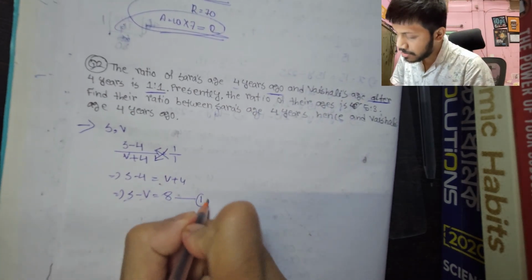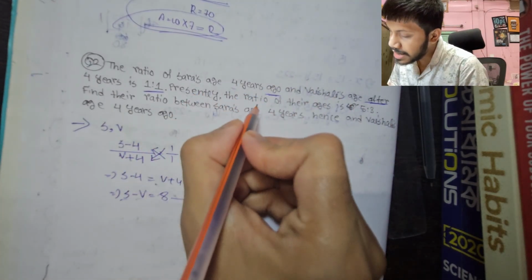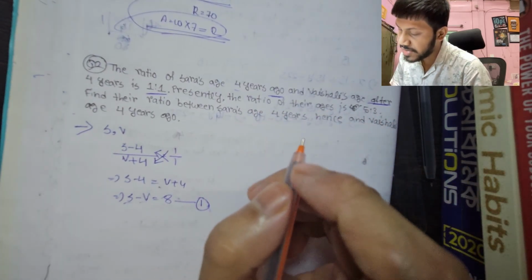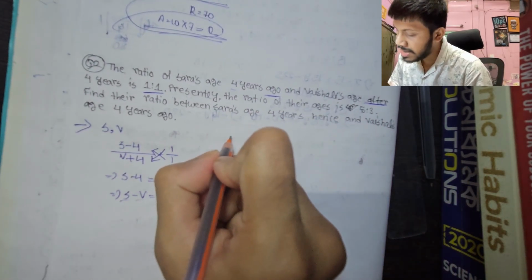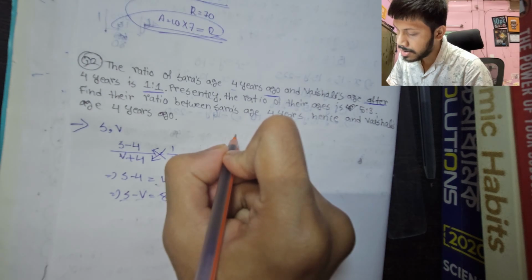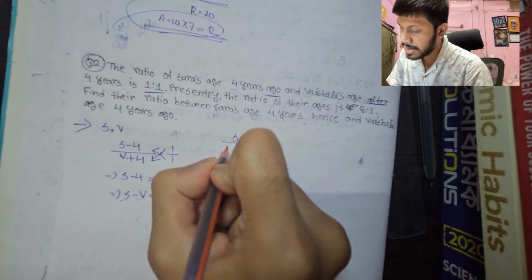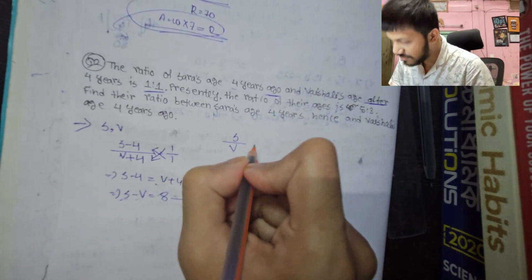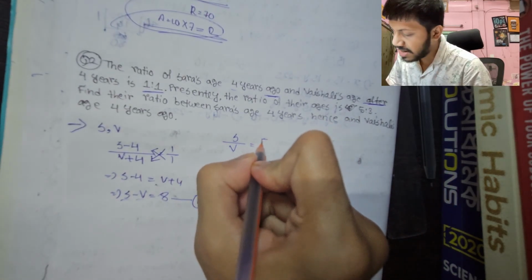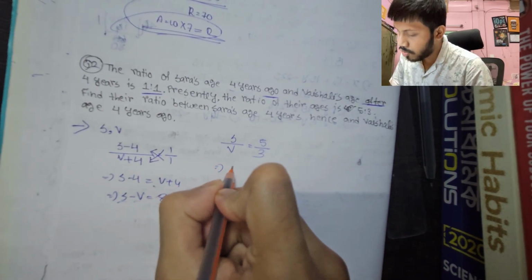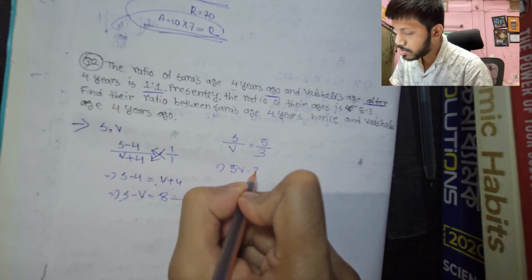So we can write this as equation number 1. Presently the ratio of their ages is 5 to 3. So in the present, the age of Sarah would be S and Vaishali's age would be V, and their ratio is 5 to 3, so 5 by 3. So 5V equals 3S.